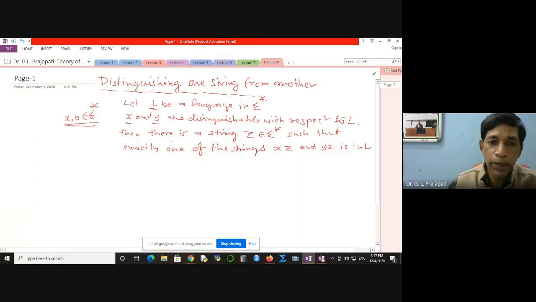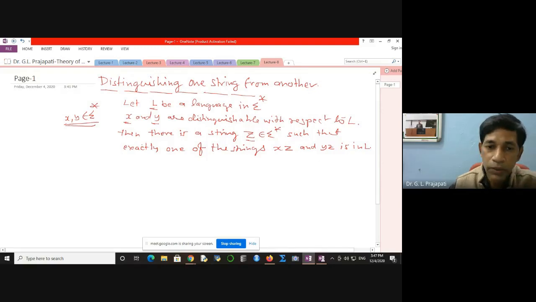If you say that X and Y are distinguishable, how would you say that? For that you need some string Z. This Z may depend on the strings X and Y, and Z can be anything. Z can be the null string also, there is no issue. If you say that X and Y are distinct strings, meaning your FA should distinguish the strings X and Y, then there must be some Z, some string Z taken from sigma star, such that exactly one of the strings XZ and YZ is in L.